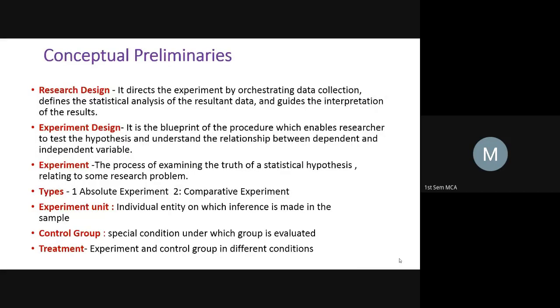Okay. Similarly, I am going to test 2. So now I am going to analyze the performance of a student based on these 2 parameters. So each of this test 1 and test 2 are called experiment units. Next, the control group. Control group is nothing but a special condition under which the group is evaluated.